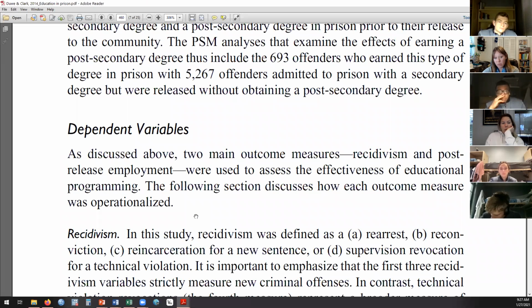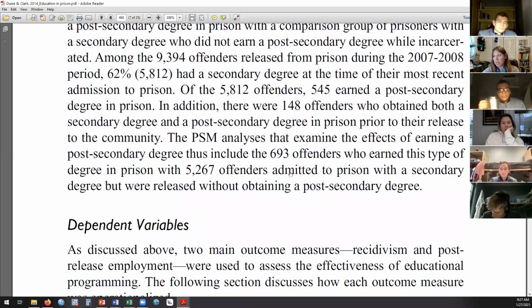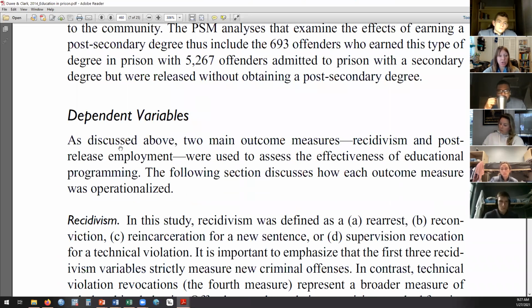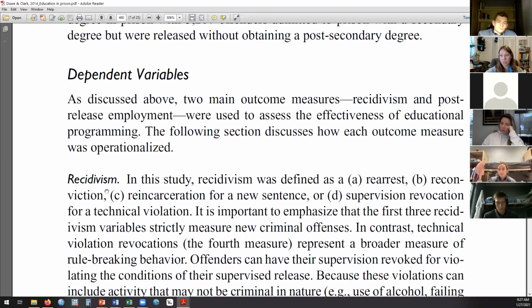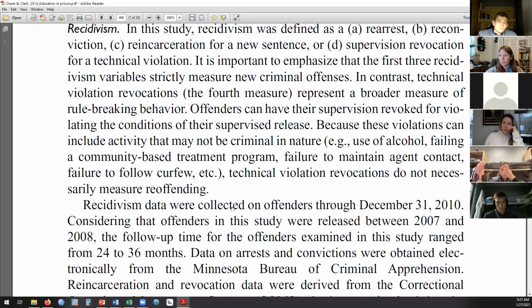So let me walk you through the rest of the article. Whenever we're in the data and methods, they're going to tell you their sample size right here. Then they start telling you about the variables that they're looking at. So this isn't necessarily parts that you need to read unless you're confused about something, right? First they're going to tell you their dependent variables, which is their outcome. So recidivism, and then they're telling you how they defined it: rearrest, reconviction. So they're looking at like 4 different types of recidivism right here.